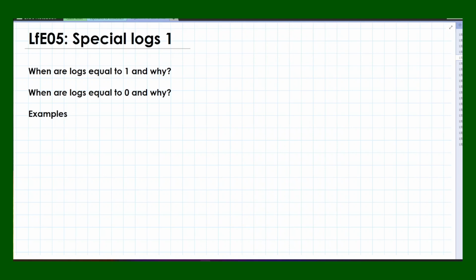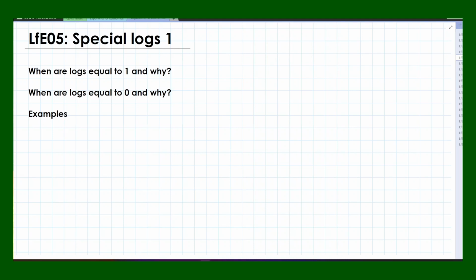This is video 5 and this is the first video where we talk about some special logarithms. In this episode, we're specifically going to talk about when logarithms are equal to 1 and when logarithms are equal to 0. And I'm going to show you plenty of examples as always.